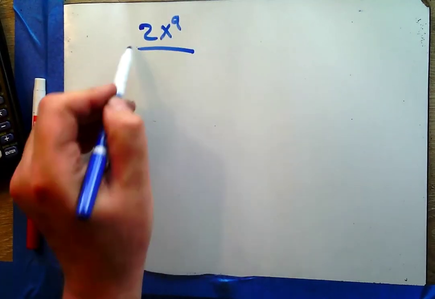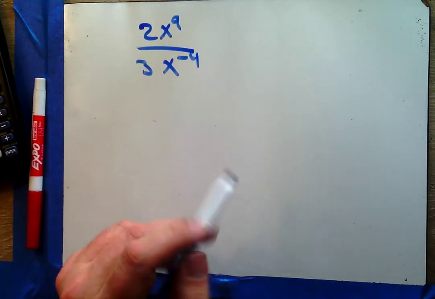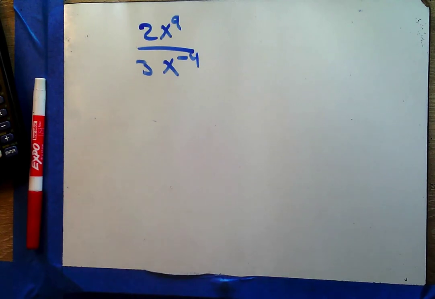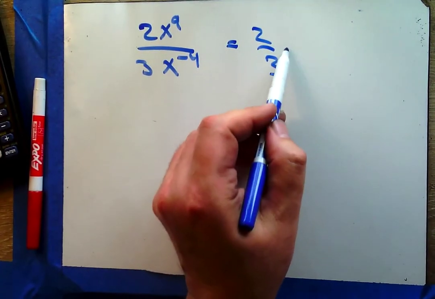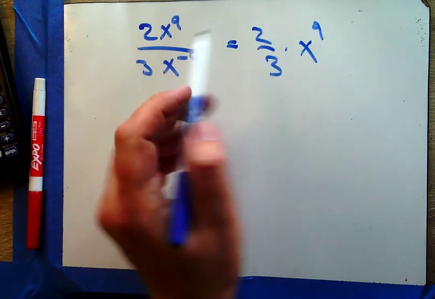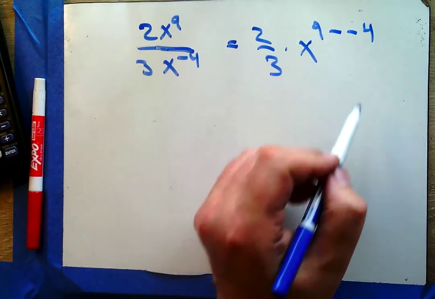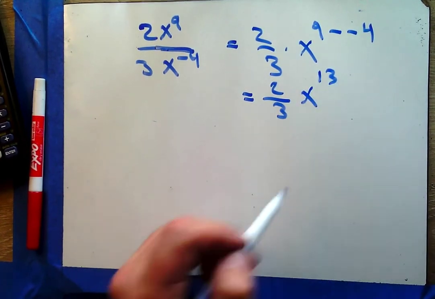2x to the ninth over 3x to the negative fourth. 5, 4, 3, 2, 1. Well, that's good. So we've got 2/3 times x to the 9, and we're dividing, so we subtract a negative 4. So that's 2/3 x to the 13th power.